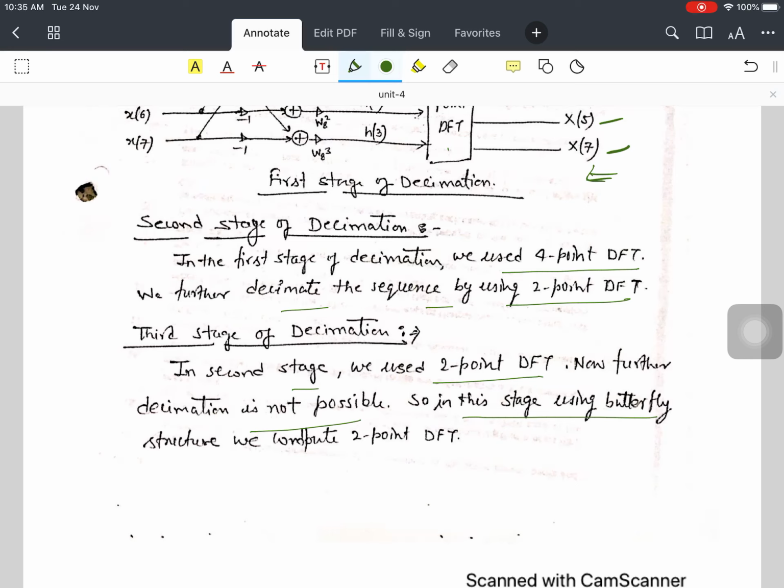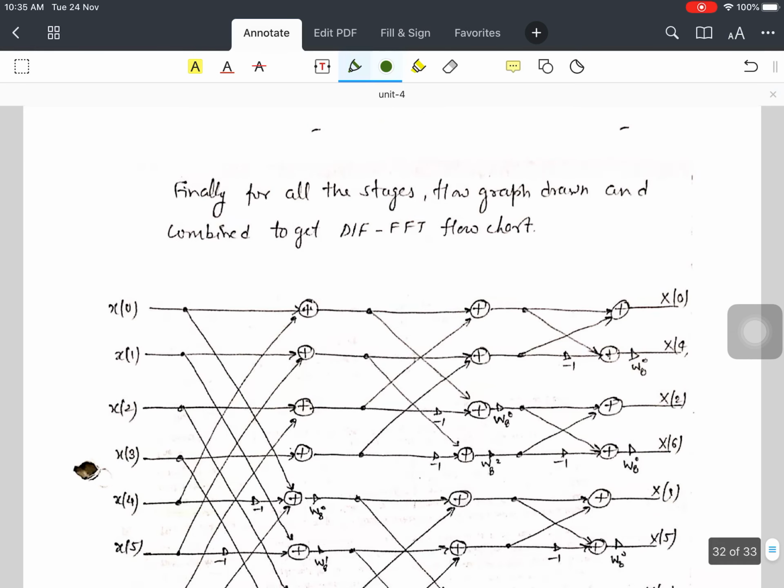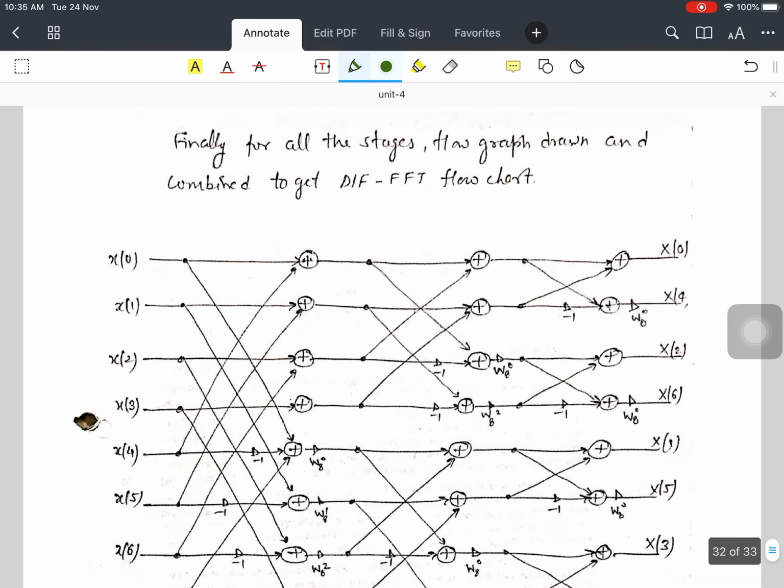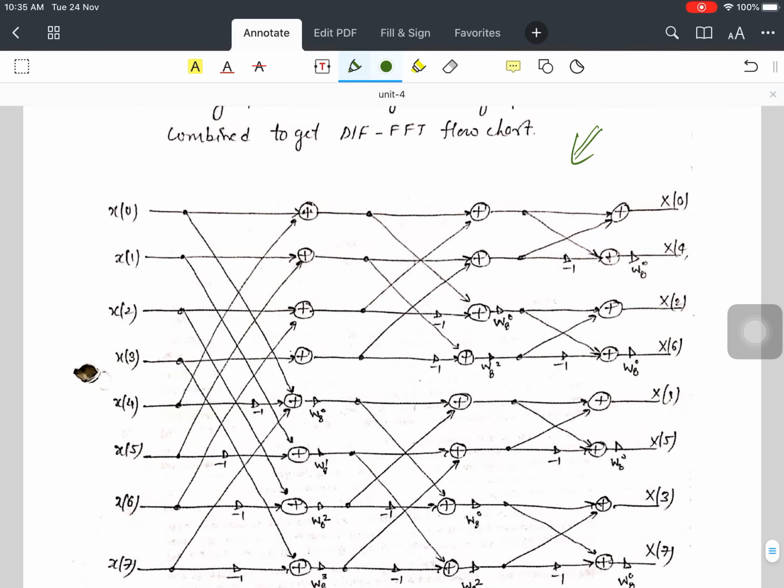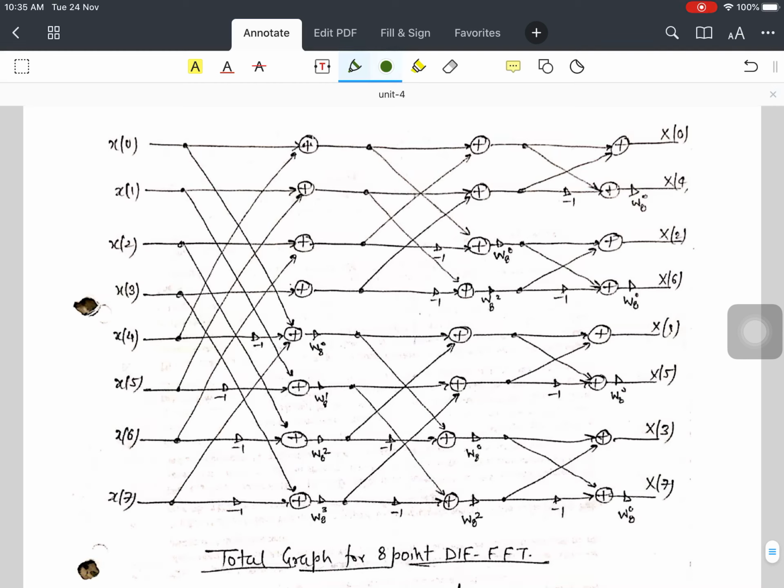So, in this stage using butterfly structure we compute the 2 point DFT. So, finally, for all these stages the flow graph is drawn. So, for 8 point DFT this is the final structure. Okay. For 8 point DIF FFT it is mentioned over here. Okay. So, from your exam point of view, if you want to save the time, you should remember this butterfly structure in the case of DIF FFT.